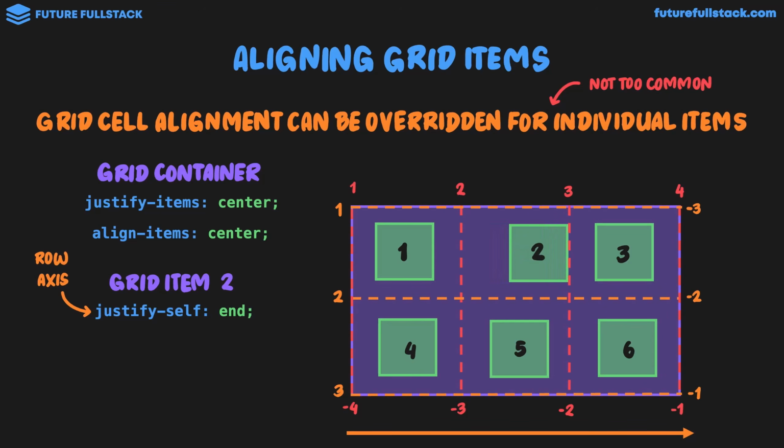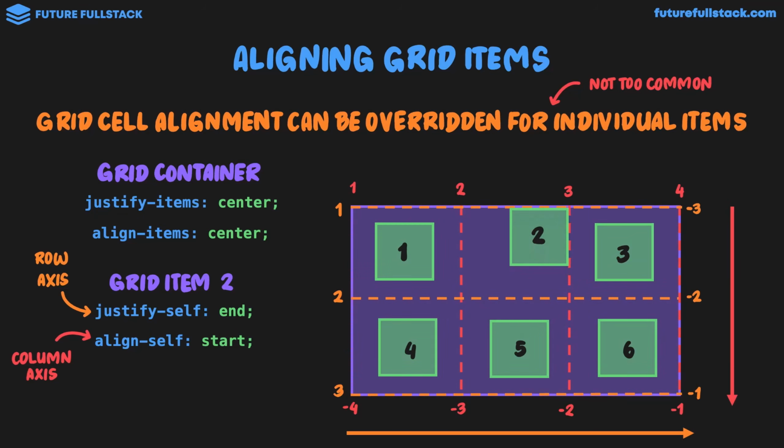along the row axis. We can also apply the property align self, in this case with the value of start, and this aligns grid item 2 along the column axis, overriding the align items center value applied on the entire grid container. If you focus your attention on grid item 2, it will now move like this. It moves to the start inside the grid cell along the column axis. Now the values you can have for the justify self and align self properties include start, end, center, and stretch, where stretch is the default value.